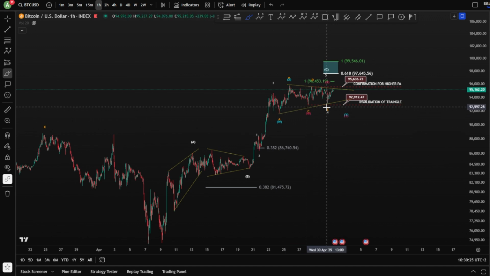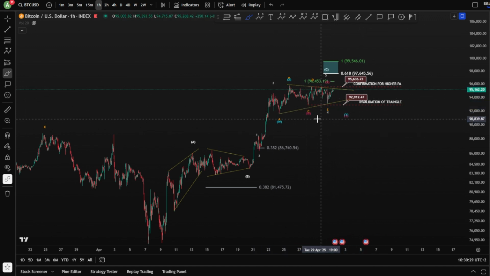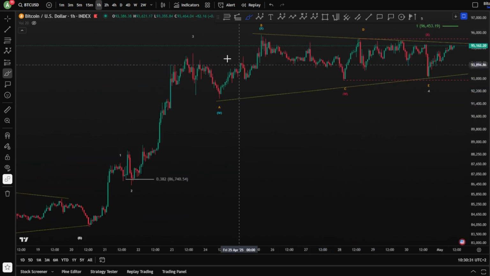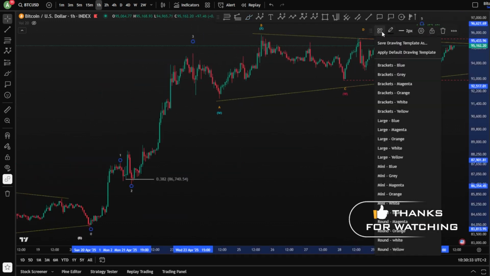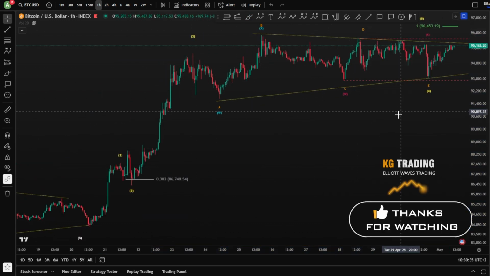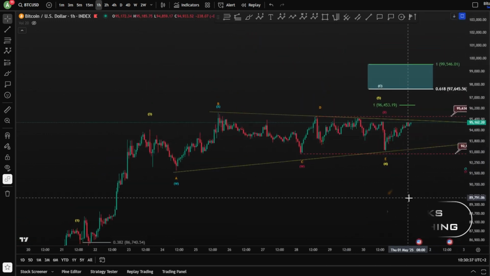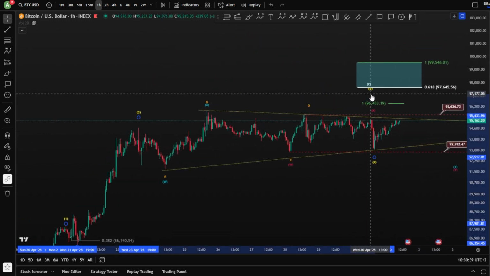However, we're going to watch and see what's going to happen. Currently, we are inside this triangle, which is supposed to be a wave 4 here. This wave 4 has to be followed by your impulse toward the upside, which we are still looking for.